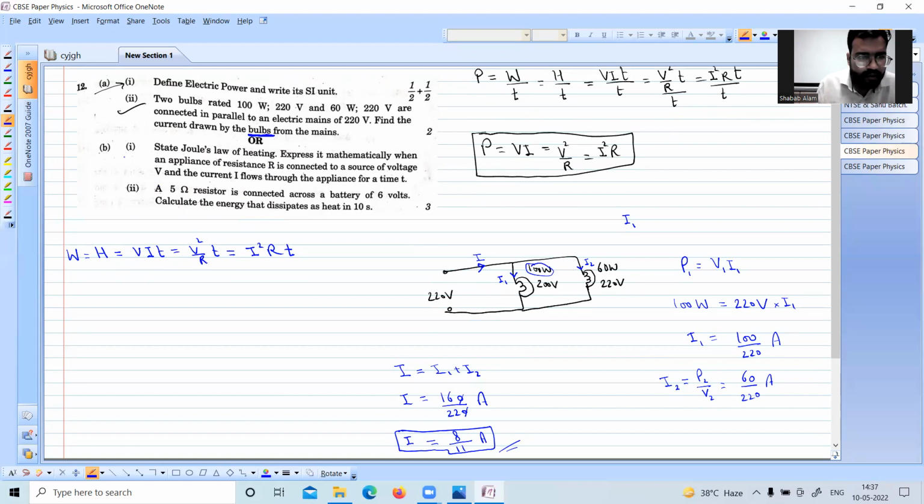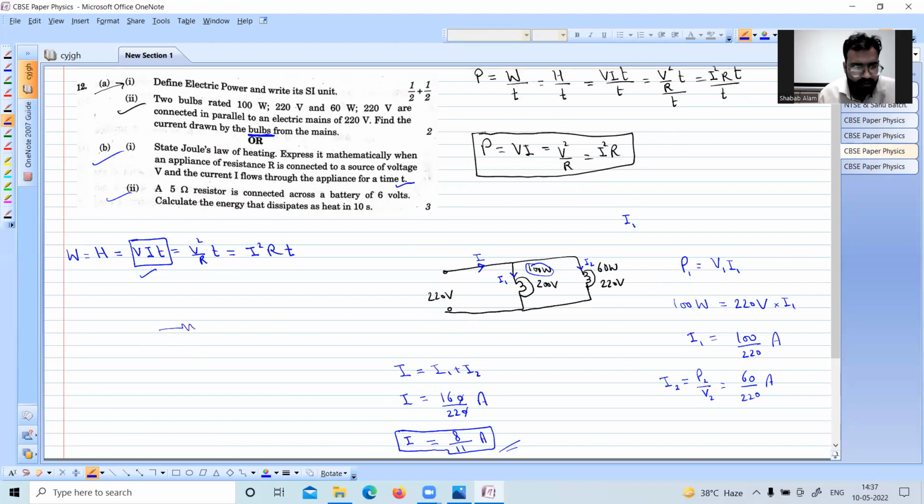So basically they are asking for this formula as per the question. Joule's law of heating, express it mathematically: when an appliance of resistance R is connected to a source of voltage V and current I flows through the appliance for a time t. So VIt is what they are asking. Now the next point of the question: a 5 ohm resistor is connected across a battery of 6 volt. Calculate the energy that is dissipated as heat in 10 seconds.